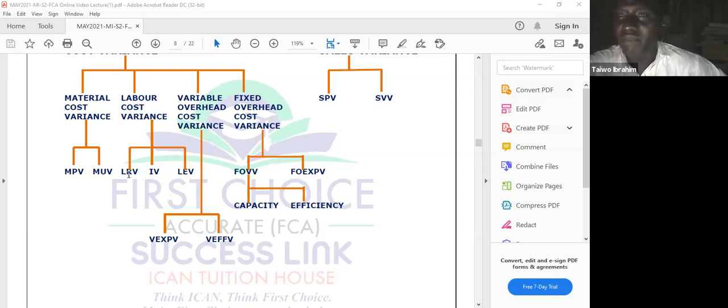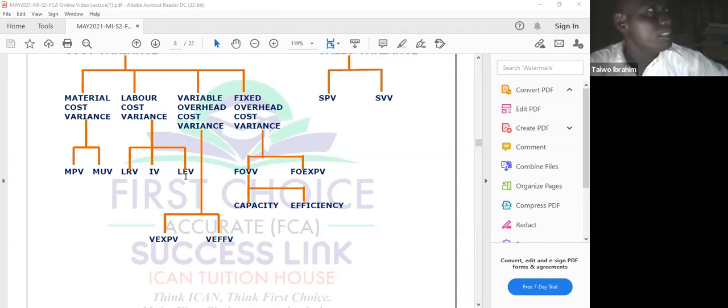Now, the first one is the rate of payment. How much are we paying and how much do we want to pay for labor? It's possible that we want to pay 2 naira per hour. That's what we say to pay. But at the end of the day, what we are now paying is more or less than what we said to pay. I hope you get what I'm saying now. That is what is a labor rate variance. That's the disparity in the rate of payment. If the rate of payment is different from the rate we envisaged, then we say we have a labor rate variance.